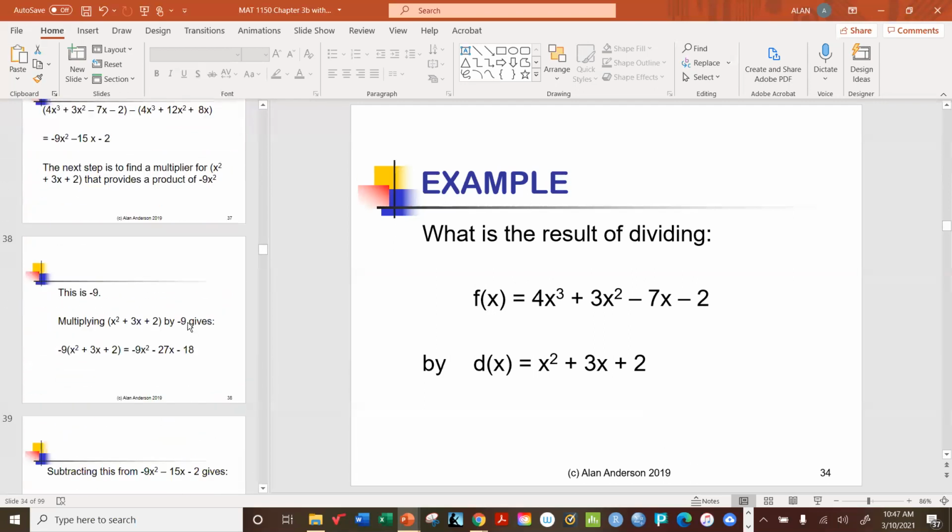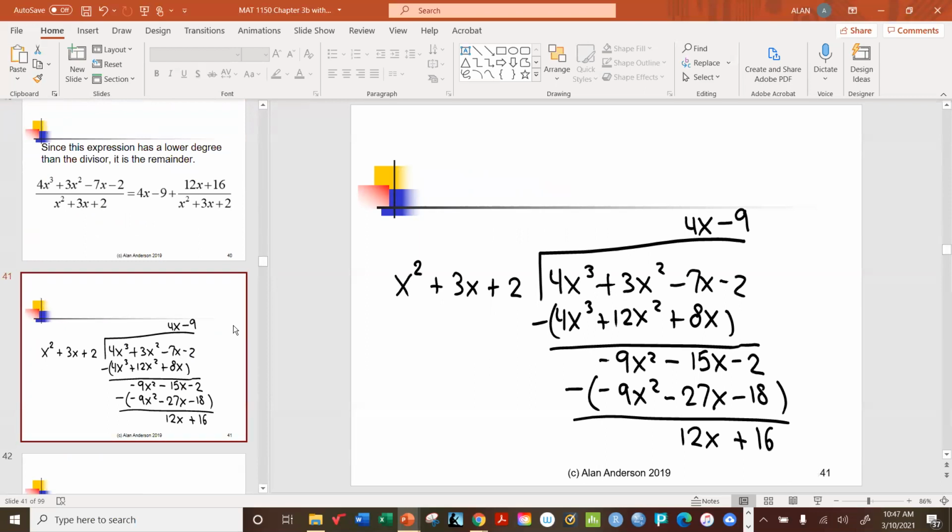Well, you know what? Let's see. Yeah, here it is. Let me just show you. This is the thing all done step by step. So we didn't get very far. You've only got 4x minus 9. And when we're done, we just have this. And you can tell you're done. You can't go any further because the order of what's left is lower than the order of the divisor. And that means you have to stop right there.